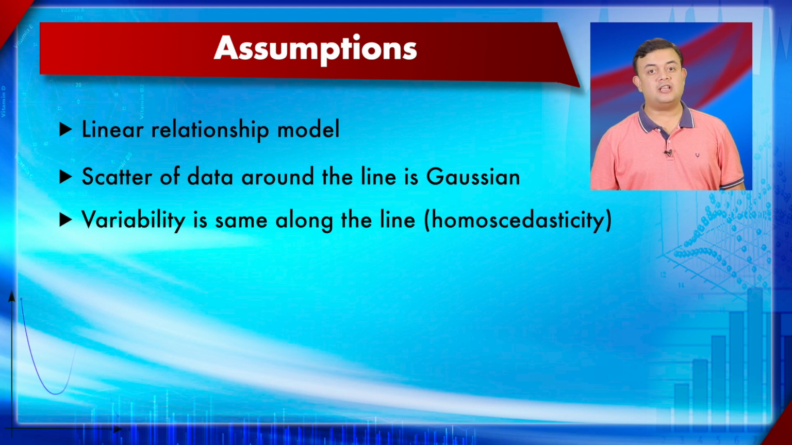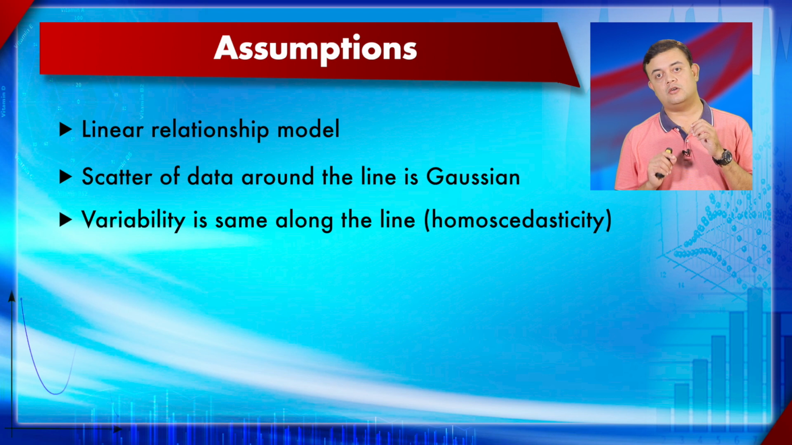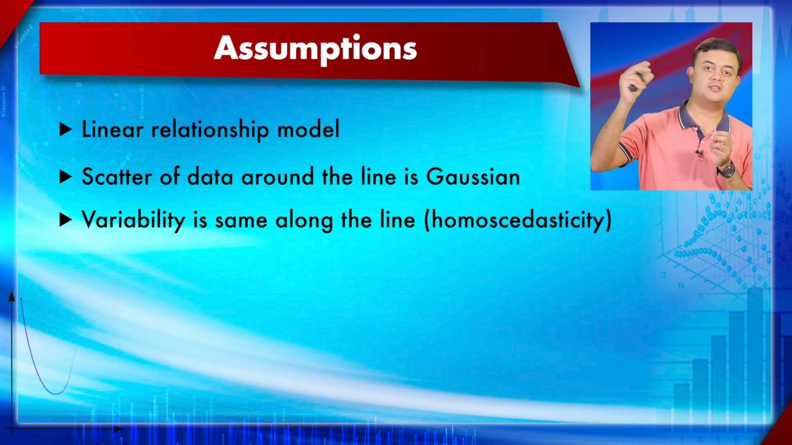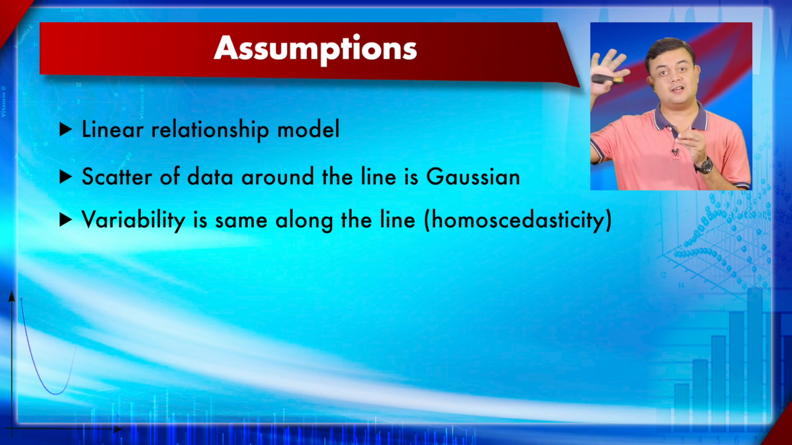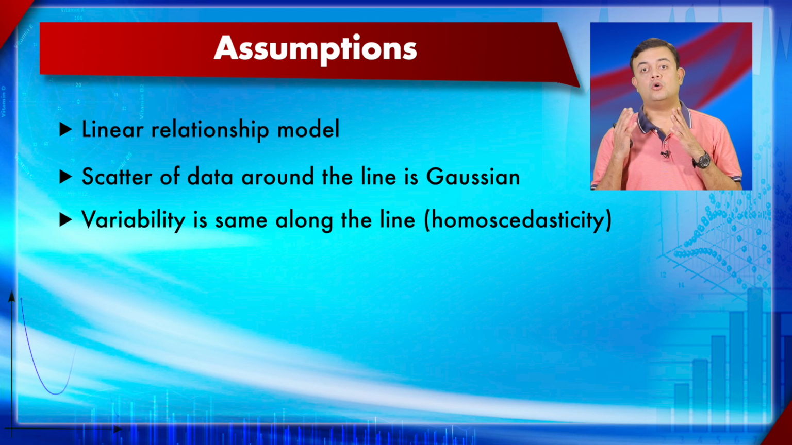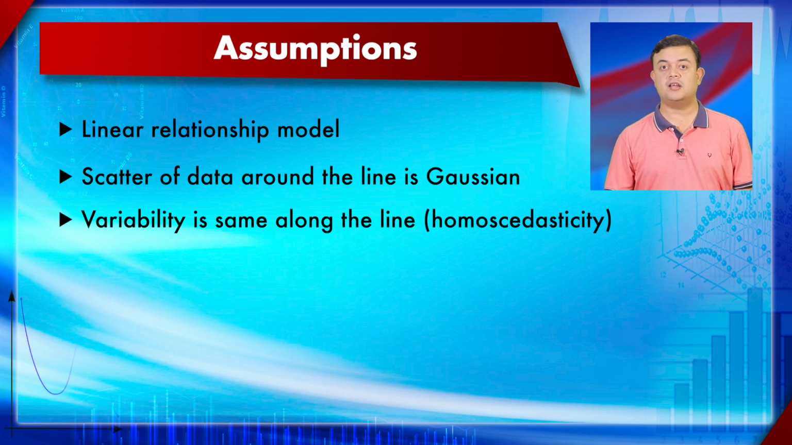3. Variability is the same along the line. If, as the value on the x-axis increases, going from bottom to top or from one side of the line to another, the scatter increases proportionally, well, that is the case in many biological data. In that case, simple linear regression needs to be corrected. If you use a standard simple linear regression model, then the conclusions are not valid.